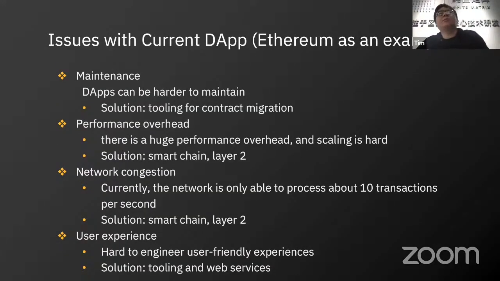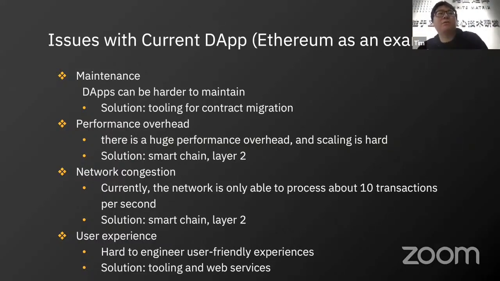Okay. There are currently some issues with decentralized apps, especially on the Ethereum blockchain network. I also listed some potential solutions, or attempts people have made to solve these problems. The first one is maintenance: decentralized apps can be harder to maintain because every time you publish your code into the network, it's immutable. So there's no chance for you to do a code commit or a code change to fix a bug. You can only discard this version and publish a new version at a new contract address. That's quite hard to maintain, but there is already tooling for contract migration.